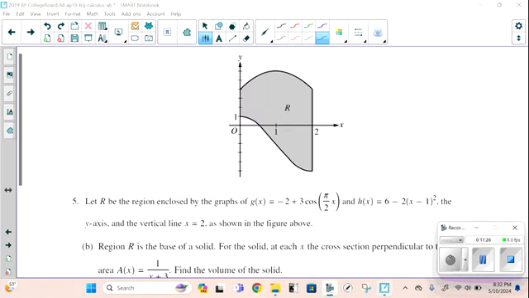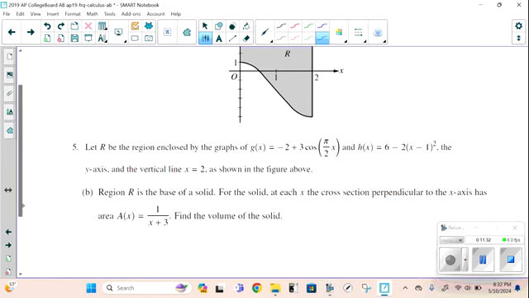All right, 5B. Region R is the base of a solid. For the solid, at each x, the cross section perpendicular to the x-axis has an area A of x, which is 1 over x plus 3. Find the volume of the solid.